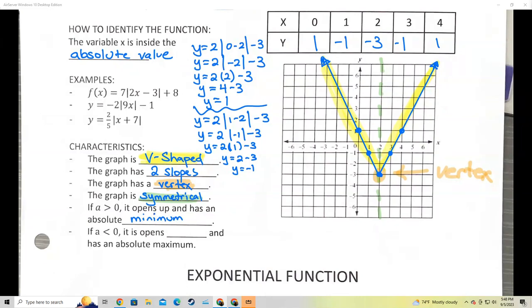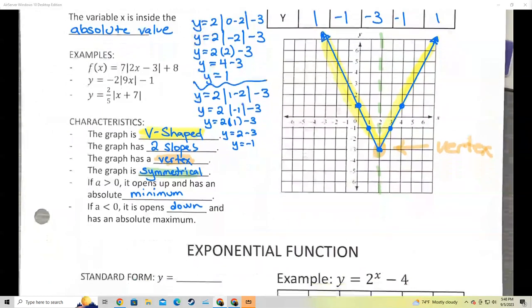Well, then obviously, if your a is less than 0, then it's going to go the other way. And if it goes the other way, your vertex is up here. And if your vertex is up here, then this is the highest point, which we call the maximum. So your vertex would be a maximum in this case. If a is less than 0, then it opens down. And everything else we say is true.